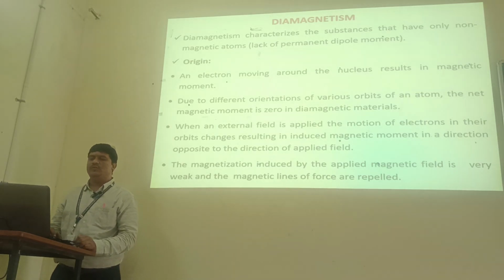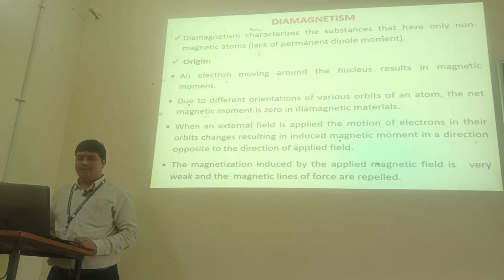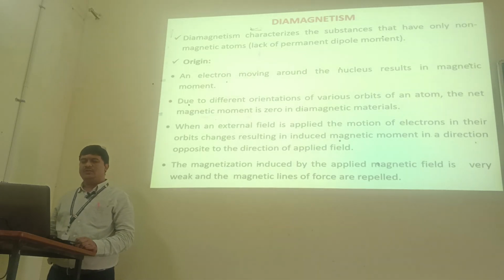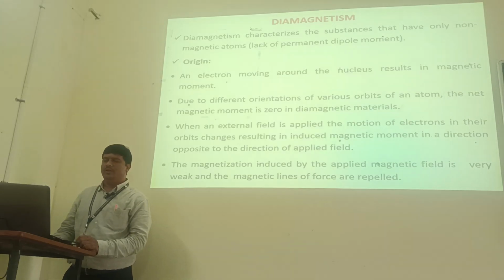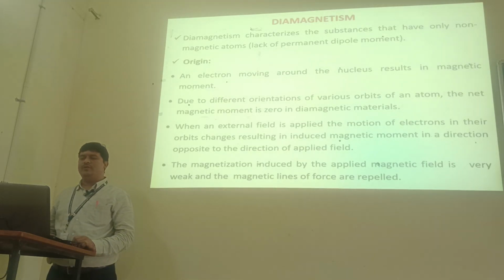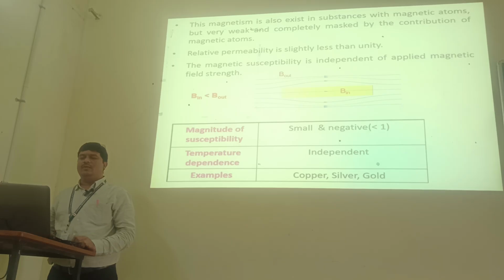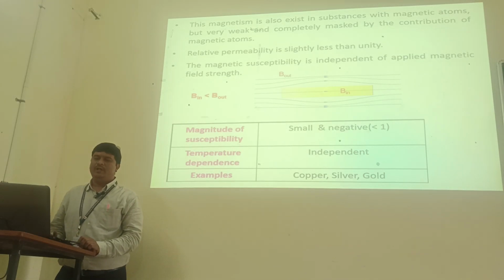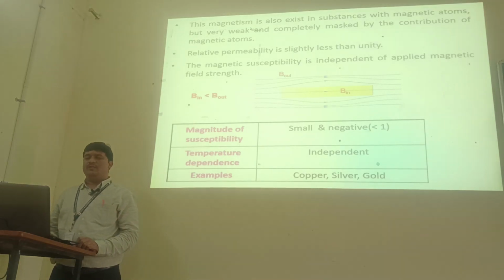First one is diamagnetic material. A diamagnetic substance has only non-magnetic atoms, and it is repelled by magnets. The electrons moving around the nucleus result in magnetic moment. Due to the different orientations of the various orbits of an electron, the net magnetic moment is zero. Diamagnetism also exists in substances with magnetic atoms, but it is very weak and masked by the contribution of the magnetic atoms.